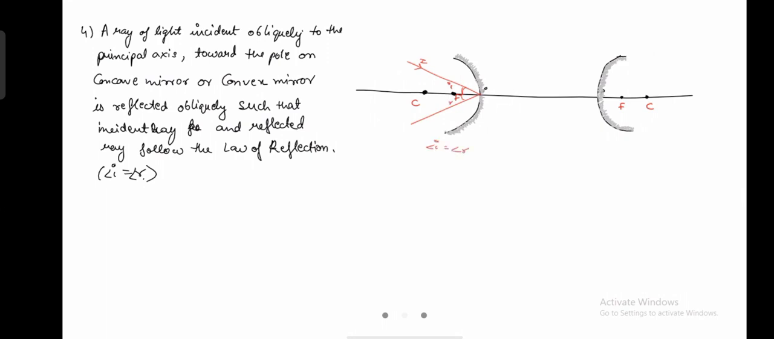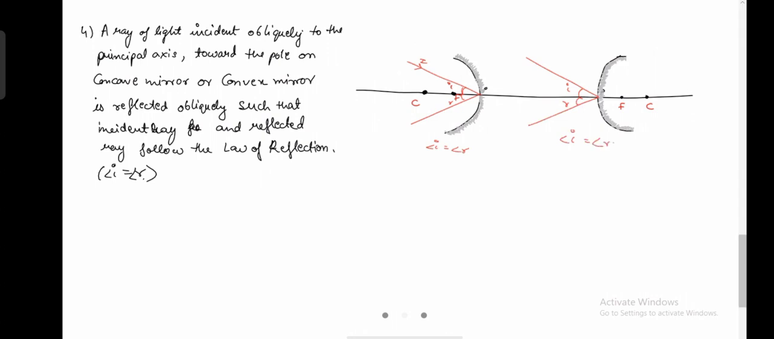Similarly, what will happen in this case? In this case, see, there is nothing happening beside the mirror, everything is in front. One line will be coming like this, making some angle I, it will be getting reflected back, something like this, making some angle which will be R, and angle I will be equal to angle R.